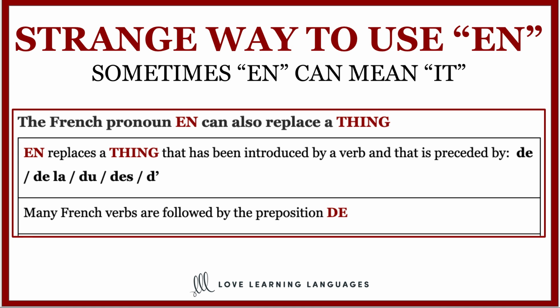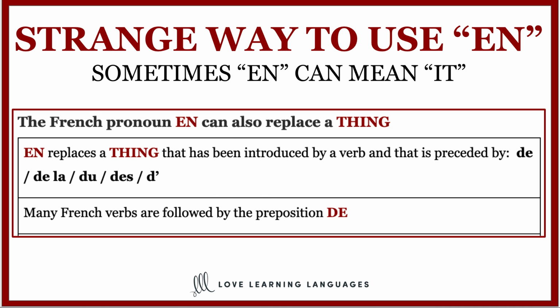So you remember the strange way that we used the pronoun y, and it meant "it." And it doesn't make any sense because we don't do it like that in English. But anyway, you remember that rule. Well, guess what? You can do the same thing with en. Look at this. Sometimes en can also mean "it." So that means the pronoun en can also replace a thing, a thing that has been introduced by a verb and that is preceded by some form of de. A second ago I gave you a handful of verbs that are followed by à in French, even though it doesn't always make sense in our English brains. Well, you have a lot of verbs that are also followed by de.